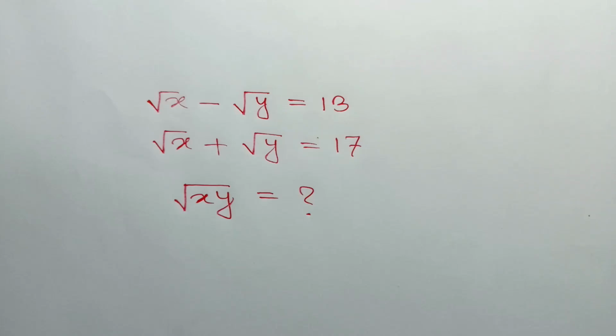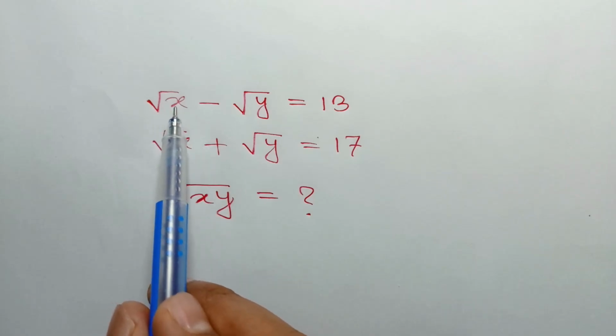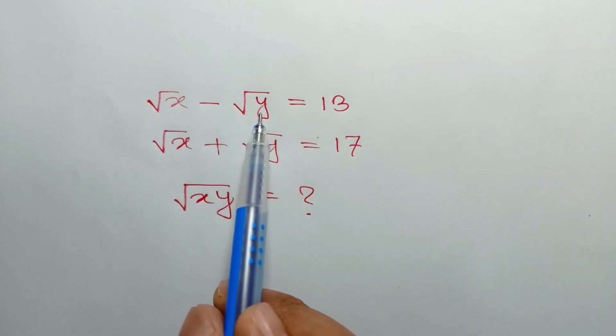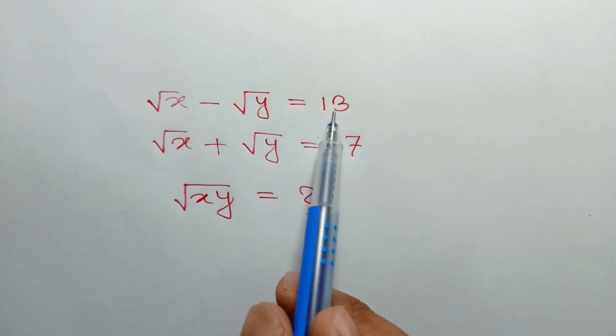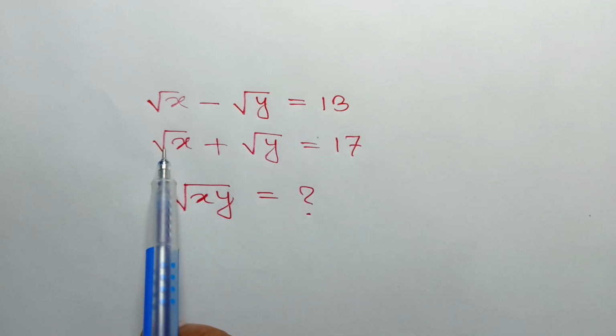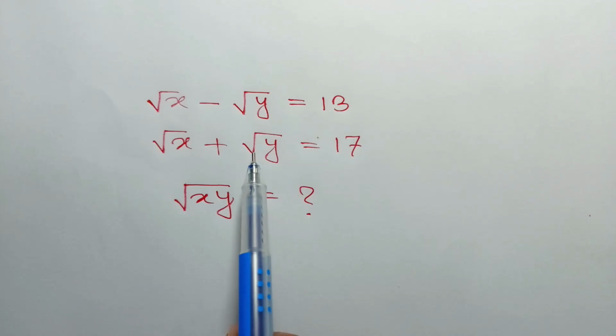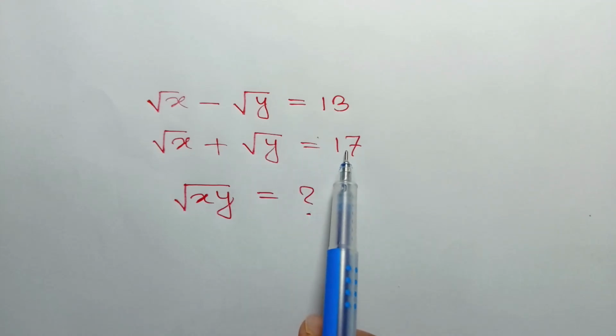Hi everyone. In this video I am going to show how to find the value of square root of xy, where square root of x minus square root of y is equal to 13 and square root of x plus square root of y is equal to 17.